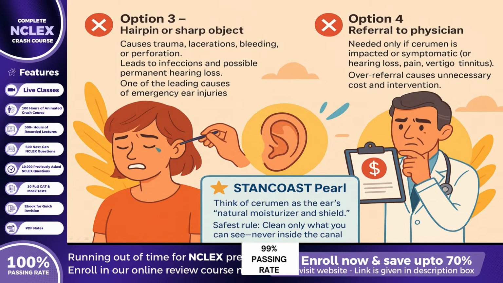Moving to option 3, the suggestion of using a hairpin is highly unsafe. Foreign sharp objects like hairpins, pens, or safety pins can easily cause trauma, lacerations, bleeding, or perforation of the tympanic membrane. Such practices are one of the leading causes of emergency visits related to ear injuries. Moreover, they introduce infection risks and can result in permanent hearing loss. This makes it the most dangerous choice of all.